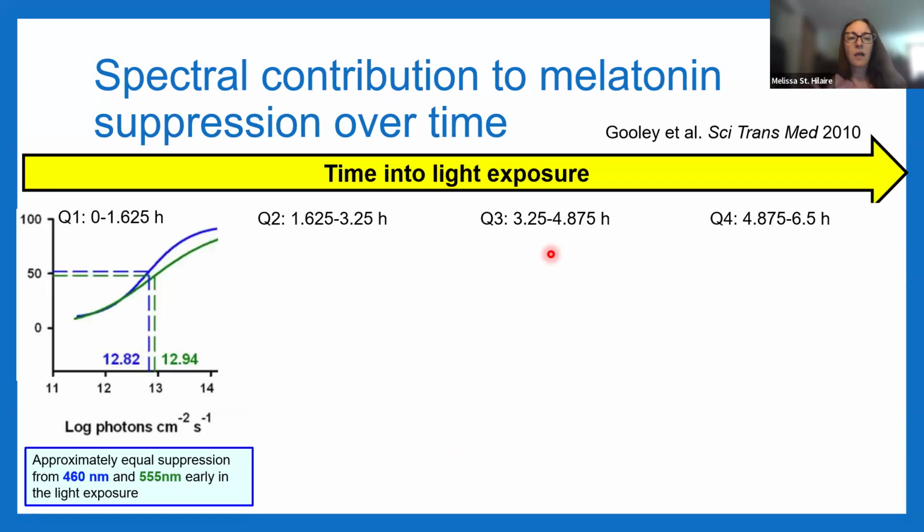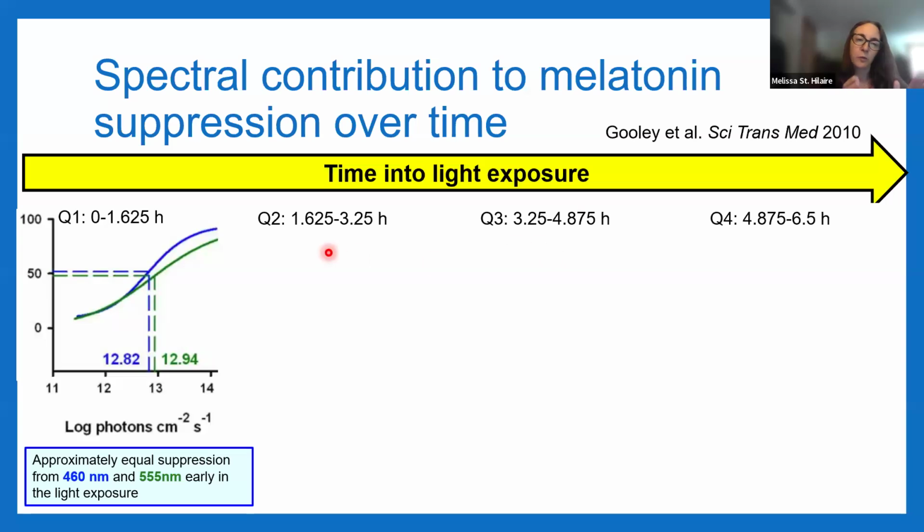So coming back to some of the work that we did looking at 460 versus 555, we couldn't do this for phase resetting because for phase resetting, you really get one shot to measure it. You basically measure phase on one day, you give the light exposure on the next day, and then you measure phase again the following day. And so you can't really see that time course of what's happening during the phase resetting, but you can do that with melatonin suppression.